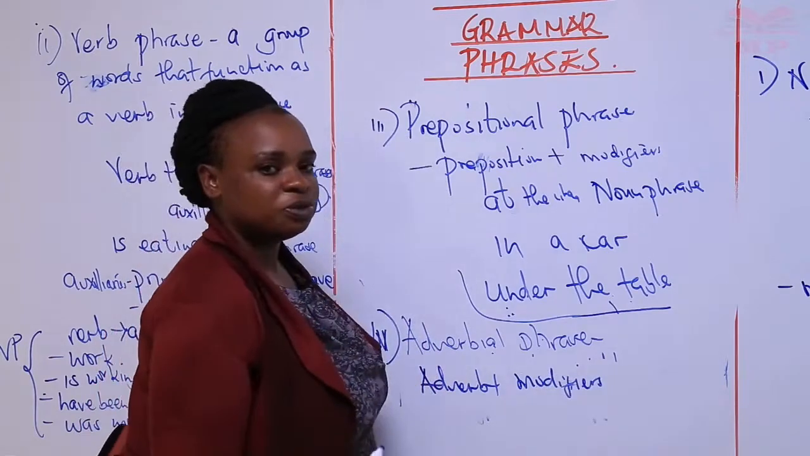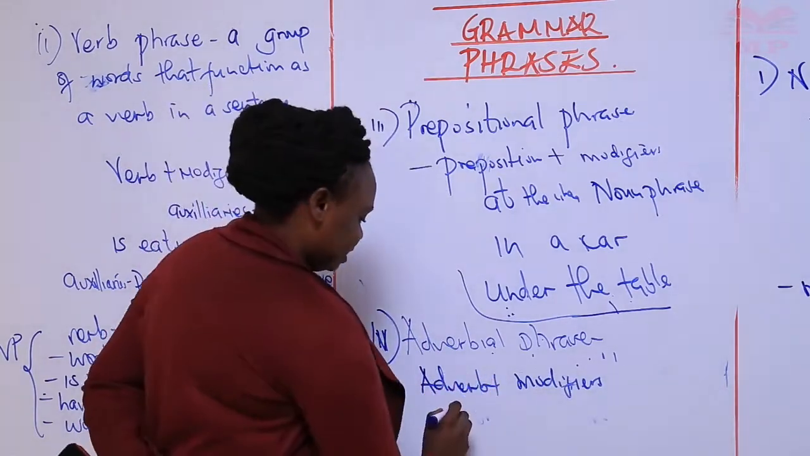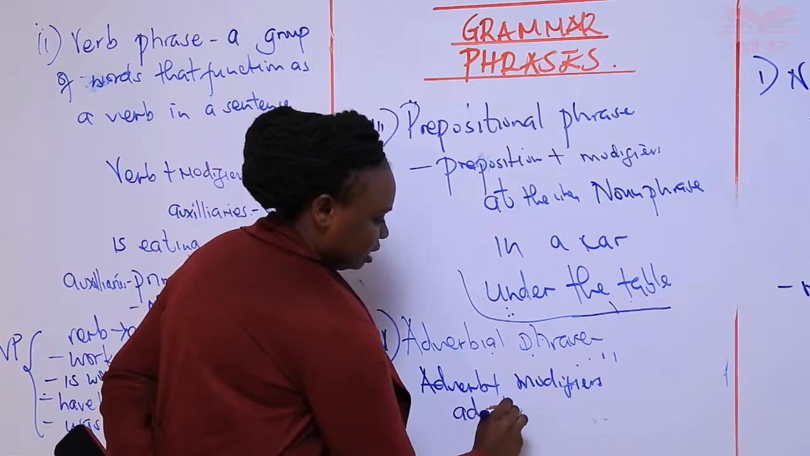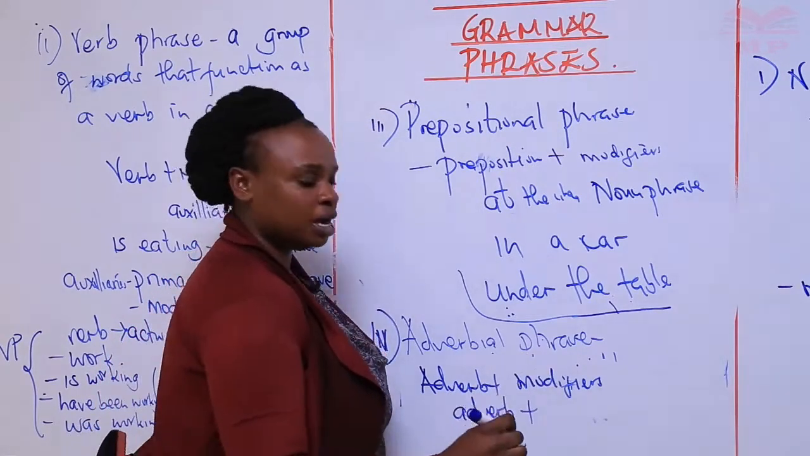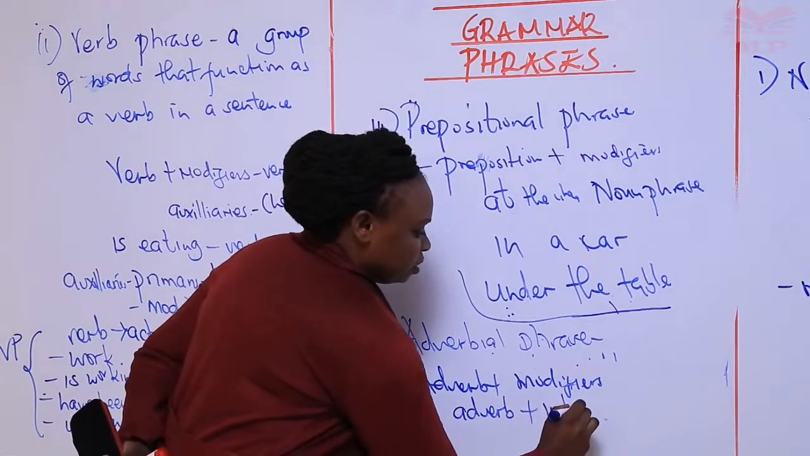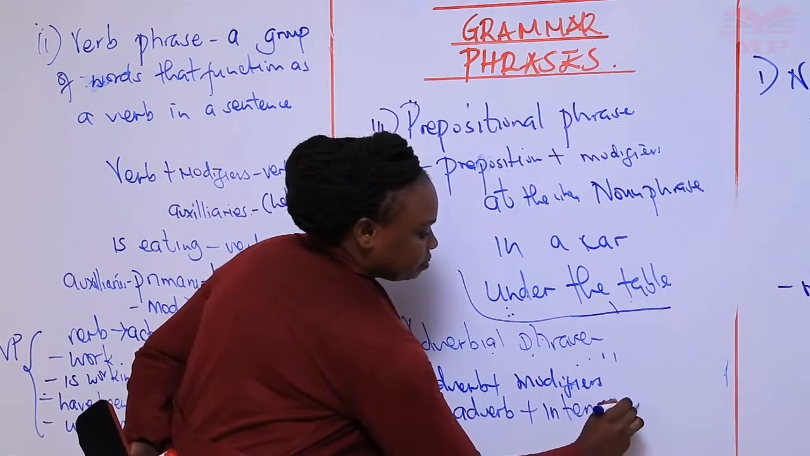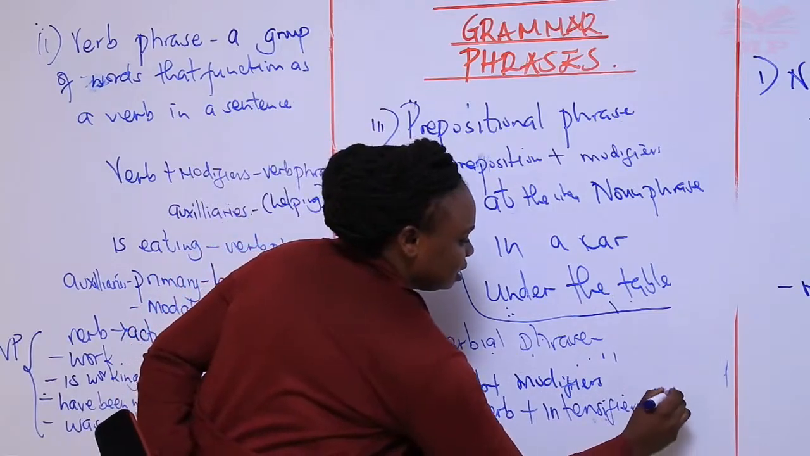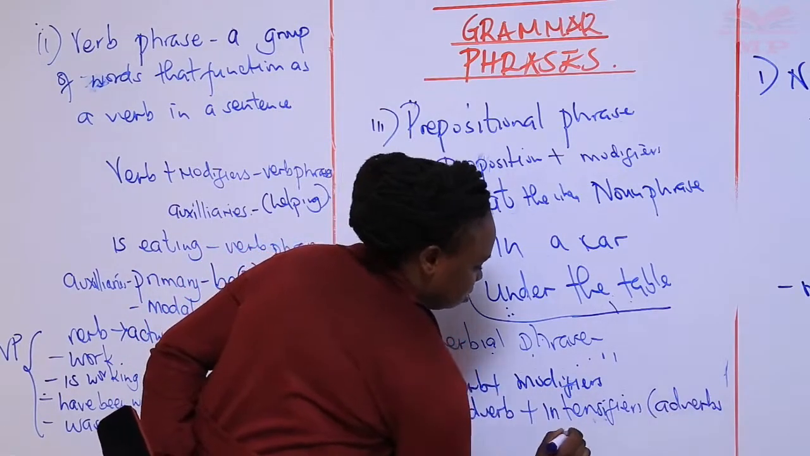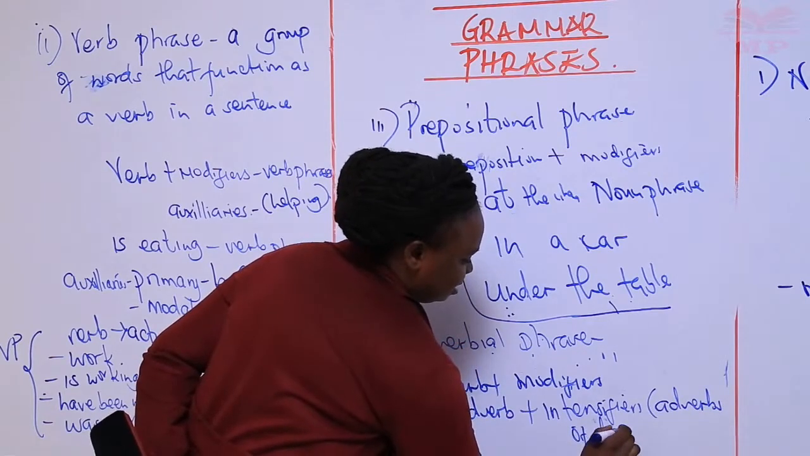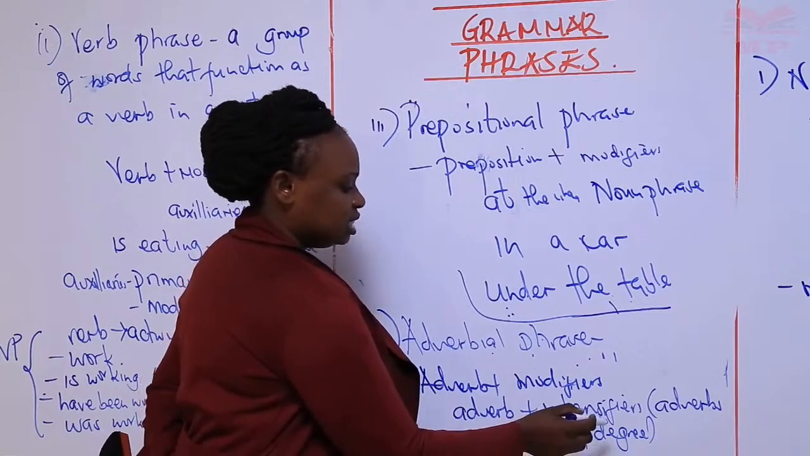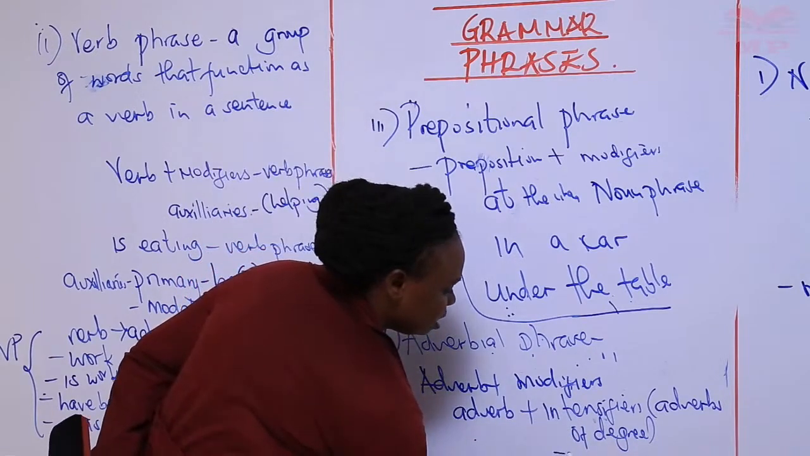Adverbs occur on their own. For example, you can only have the adverb. The modifiers of an adverb are intensifiers. Intensifiers are also called adverbs of degree. So that when you say quickly, then you say the intensifier here. Adverbs of degree, let me just give you examples.